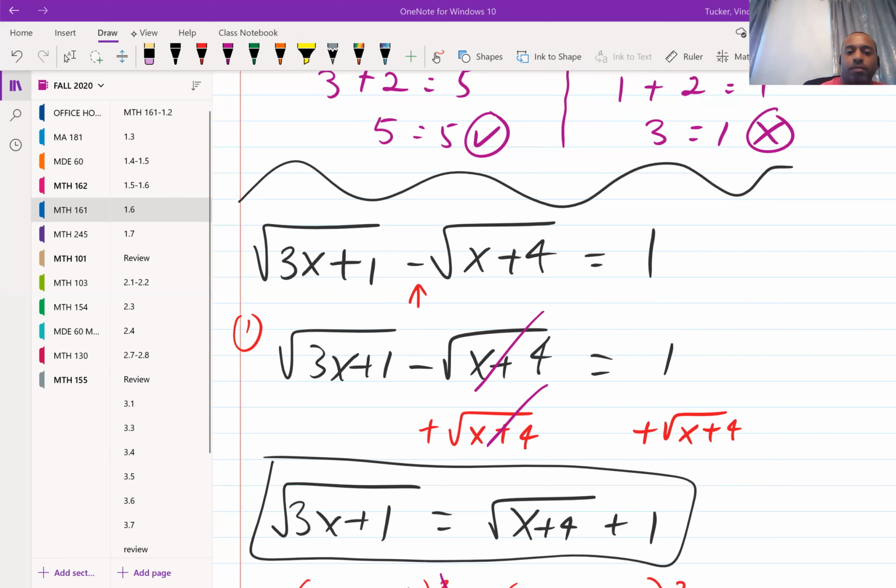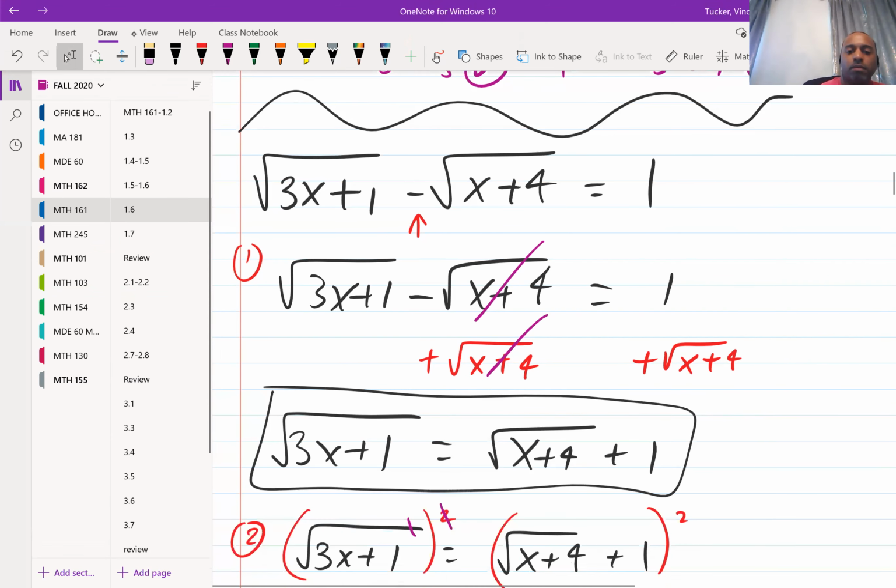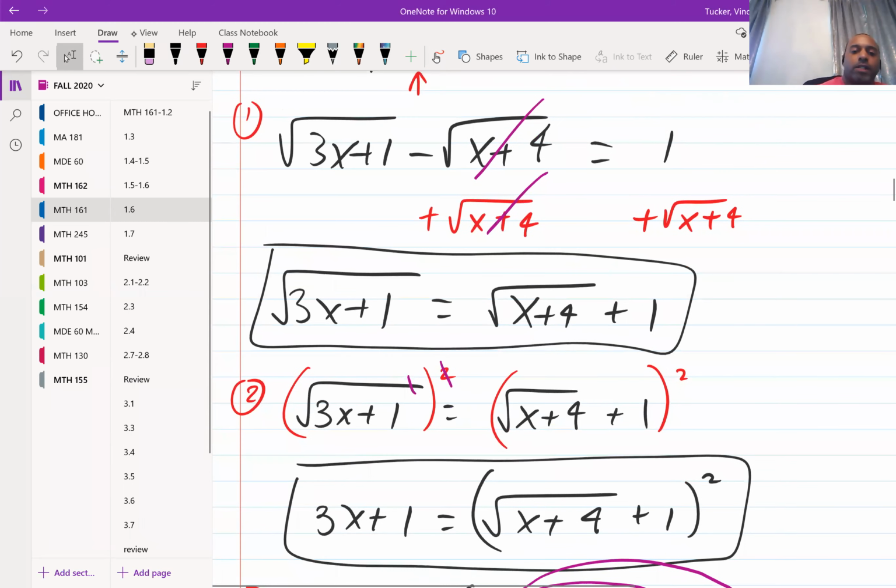Everybody good on the first step? All right, second step. Once again, the index of our radical is 2, square root, so we're going to square both sides. The square root and square cancel out on the left. And then on the right, we have the square root of x plus 4 plus 1, squared. Any problems?